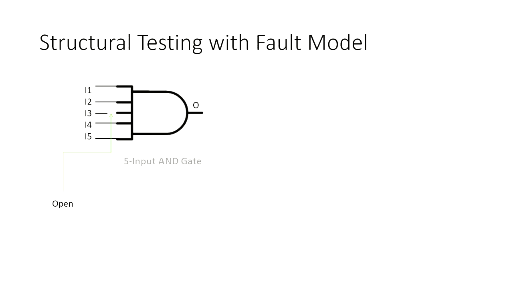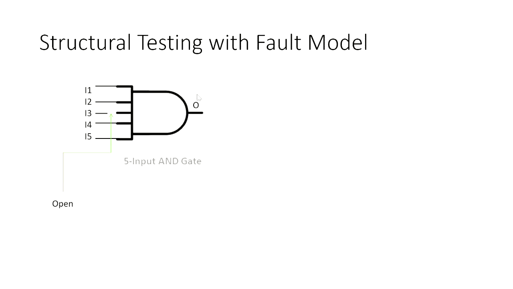So there are different types of structural testing that can be done. This is structural testing with a fault model. You have your 5-input AND gate, and at I3, if you notice, it is open, as in I3 should be connected, but it's not. Now let's think about what can happen if this is the case.